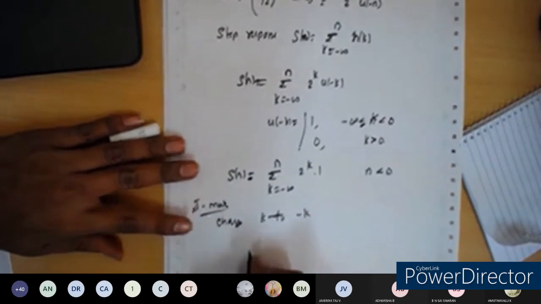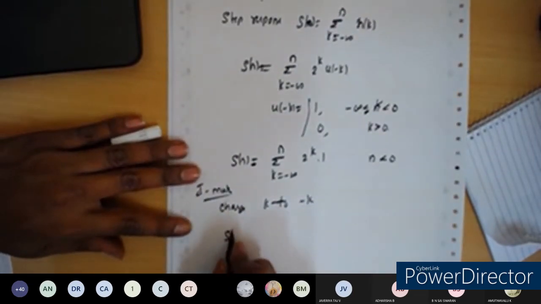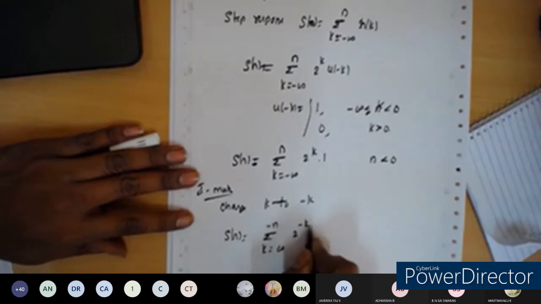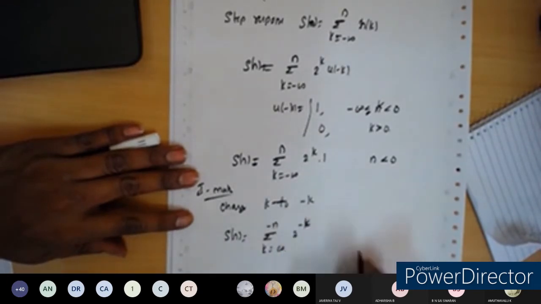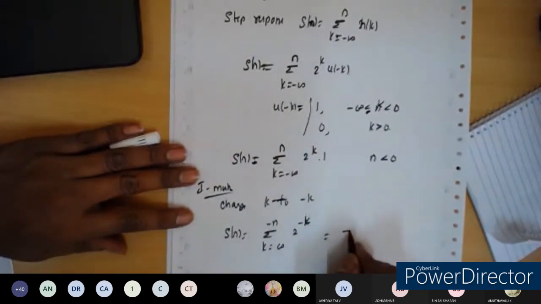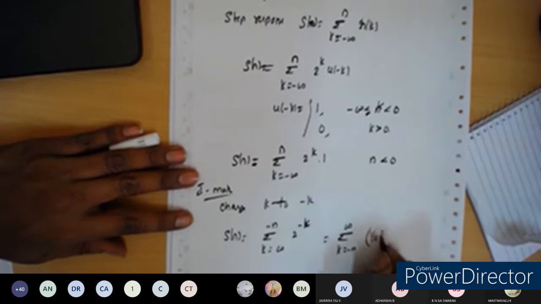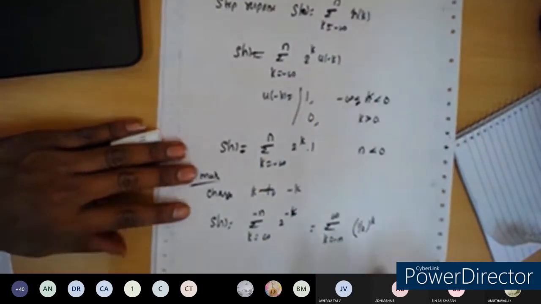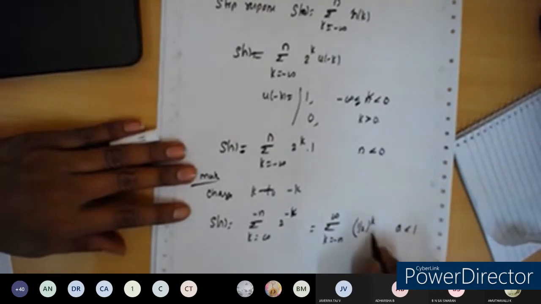If you change k to minus k, this will become S of n is equal to the summation, where k can take the value from minus n up to infinity. So 2 to the power of minus k becomes 1 by 2 to the power of k, because 2 inverse is nothing but 1 by 2. So here the value of a is less than 1.